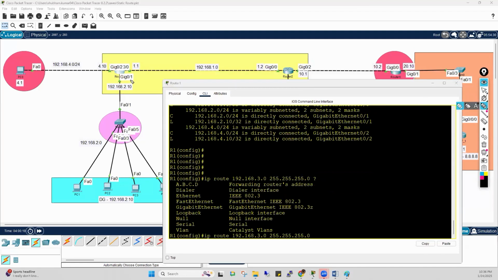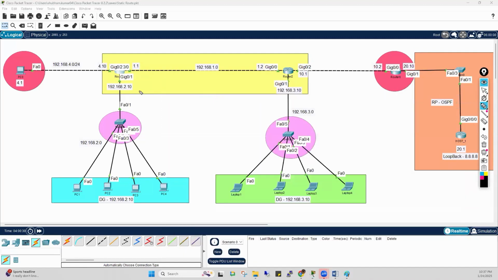On this router, if you want to give the exit interface, what will it be? If this router wants to reach here, the packet should be forwarded by this interface, right? So what is this interface? Gig 0/0. That will be the exit interface. If you do not want to provide the exit interface, you can provide the next hop. For this router, the next hop is this interface's IP address.